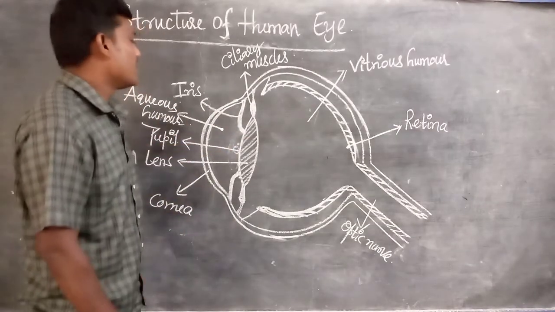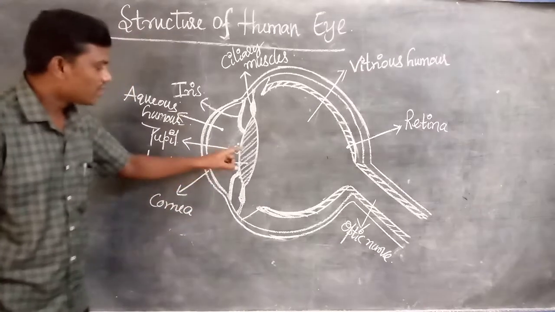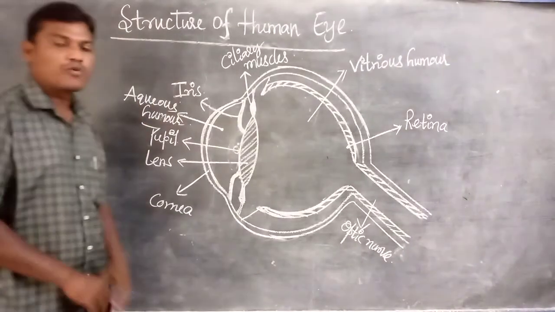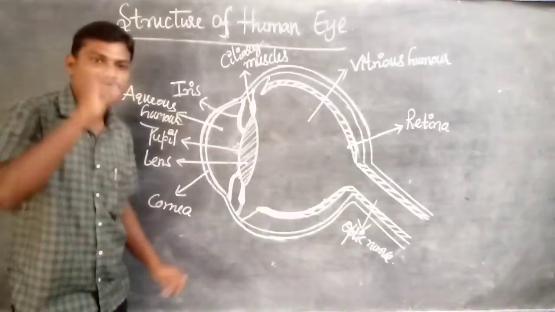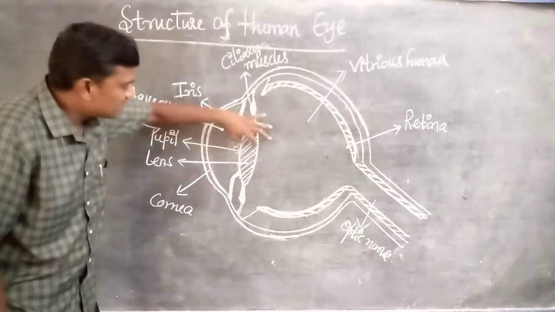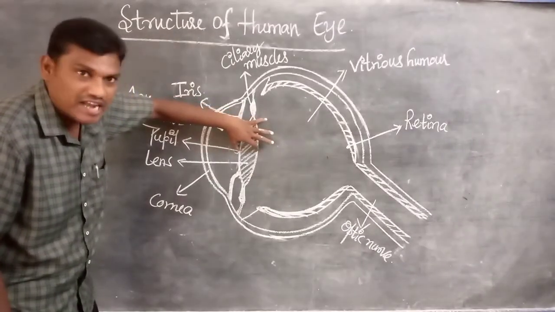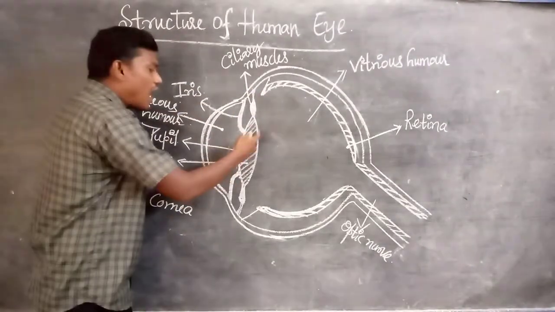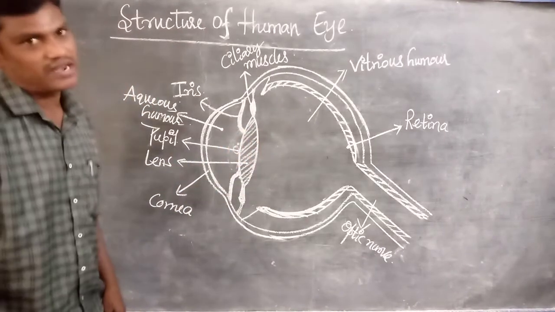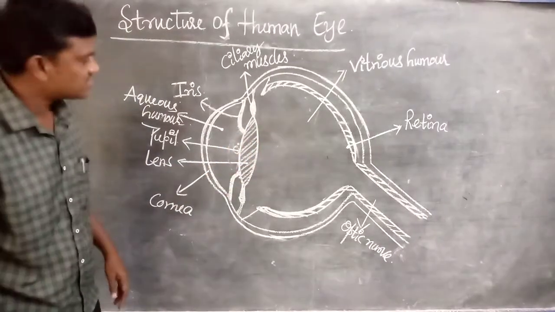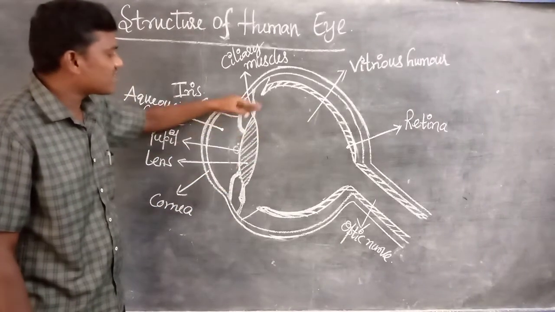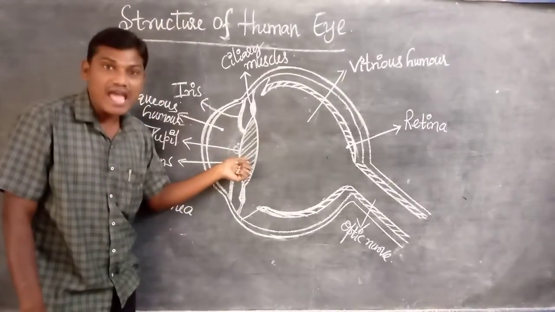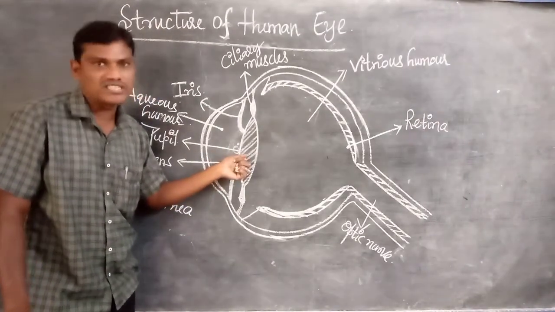Next one is the lens. The lens is made up of a jelly-like substance, but it is slightly hard at the middle and very soft at the edges. Our eye lens acts as a converging lens. Our eye lens is further connected to which one? The ciliary muscles. Our eye lens is also called the crystalline lens. It acts as a converging lens.